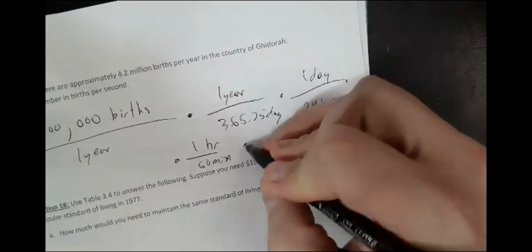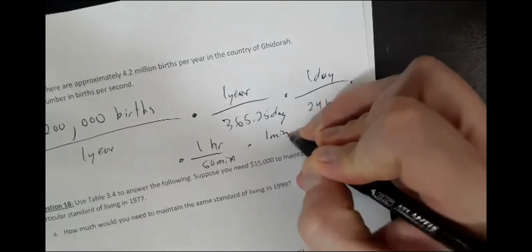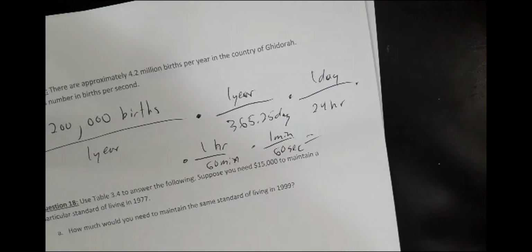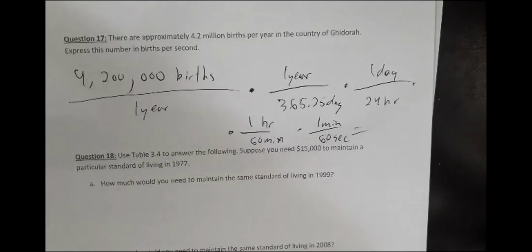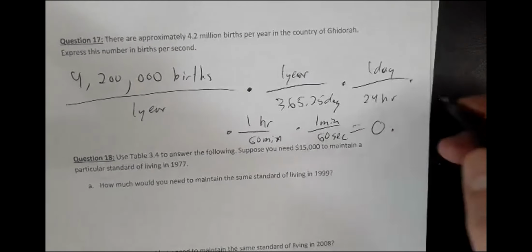I'm running out of room here, but let's do 1 minute is 60 seconds. So I'm going with 4.2 million, 4,200,000, and I'm going to divide that by 365.25. That's going to give me around 11,000. I'm going to divide that by 24. So we've done this a few times. This is converting from what, years to seconds? I'm getting something like 0.13.